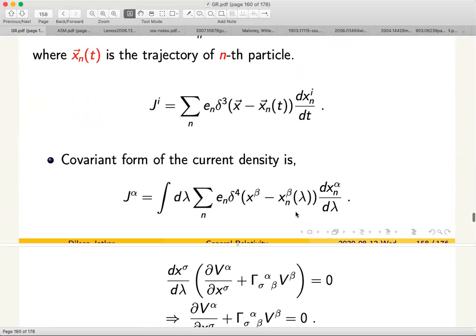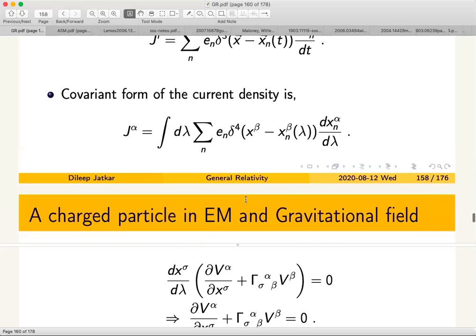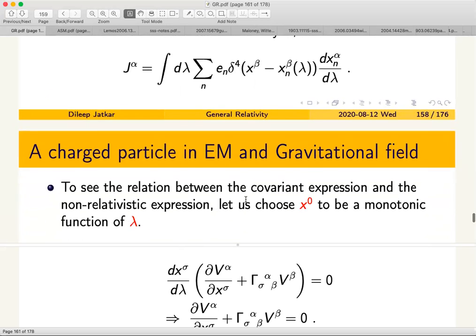But one can give a covariant description of that. That means you can write down J alpha by writing down a four-dimensional delta function, and you write down this quantity as dx alpha by d lambda. Okay, so there's a jump from three-dimensional delta function to four-dimensional delta function in this process. So we can check how this would be related to the individual components.